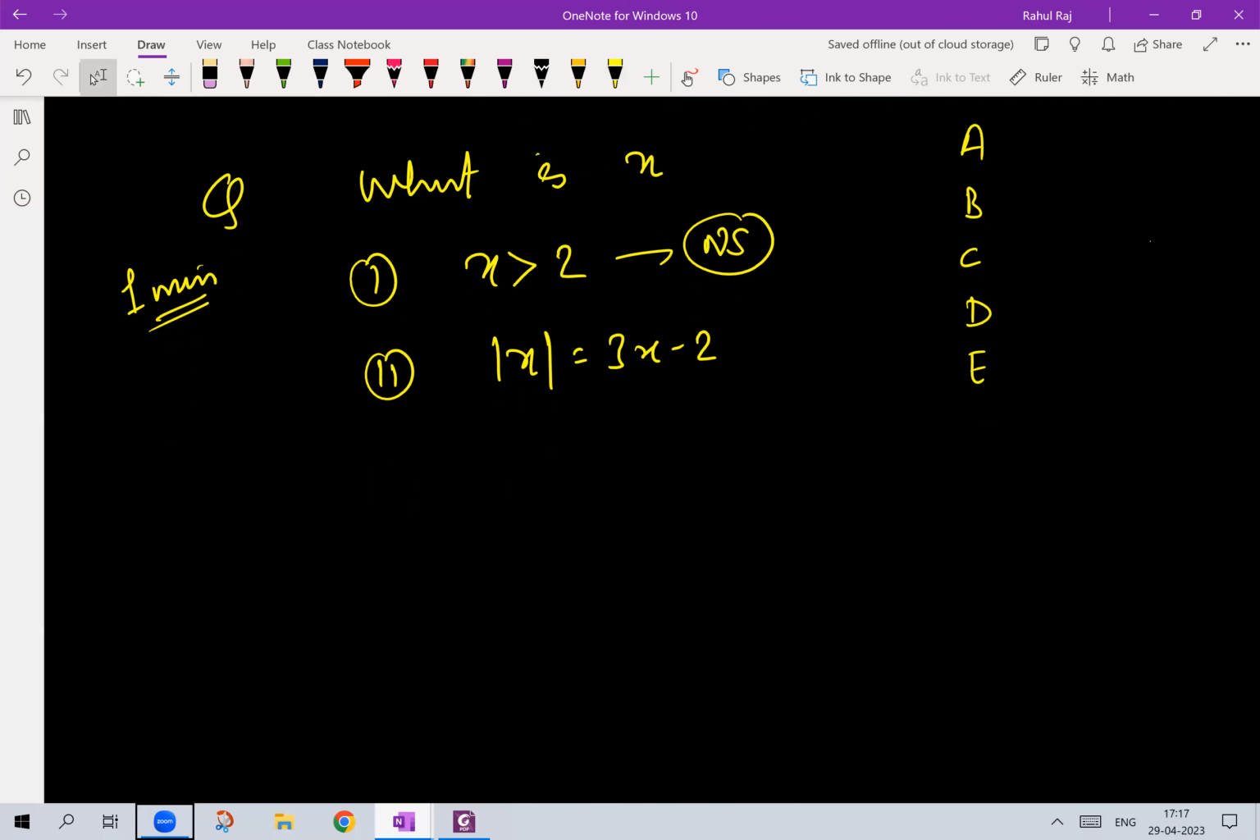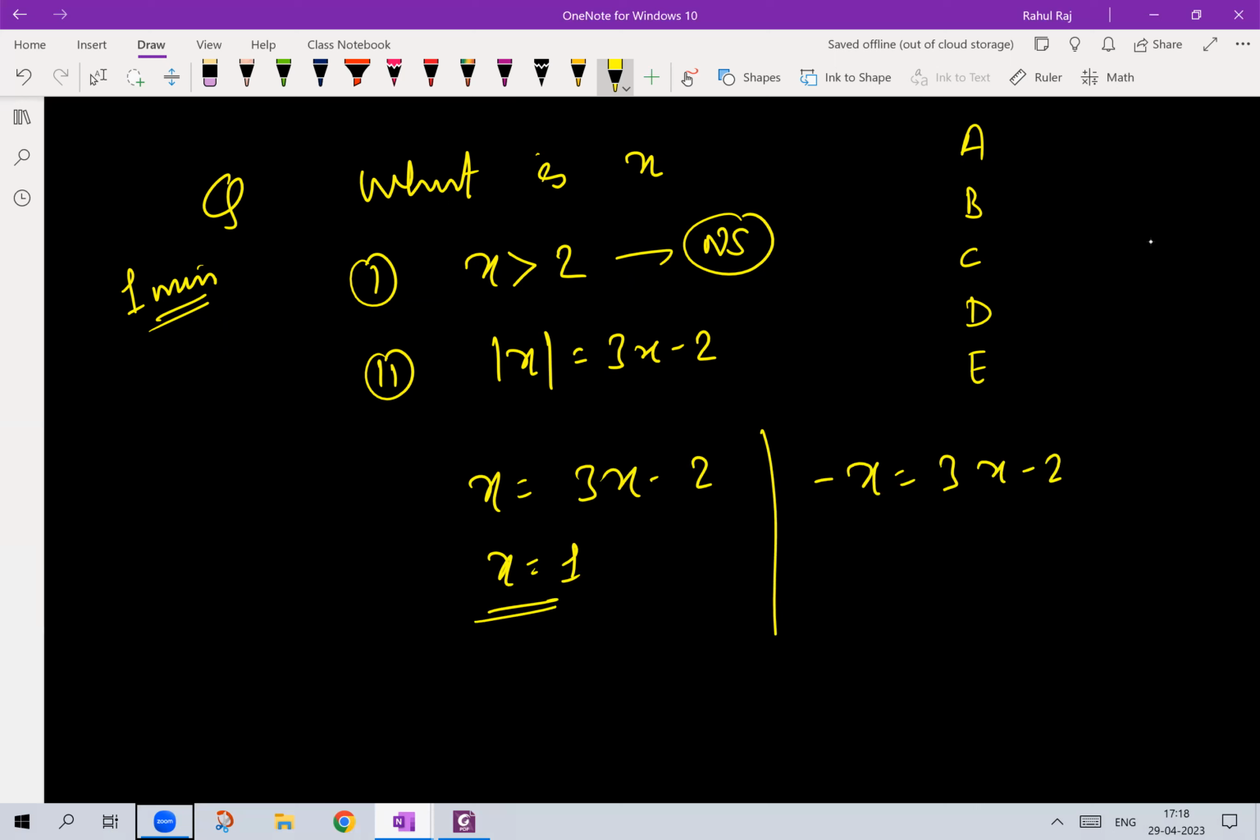What I have told you, you simply try and solve it. Simple, x is equal to 3x minus 2. That is, it comes this side, it becomes minus 2x, x is equal to 1. This is one case. The other case would be negative x is equal to 3x minus 2. It comes this side, it becomes negative 4x, that is, x is equal to half. Simple logic. So you have got two values.